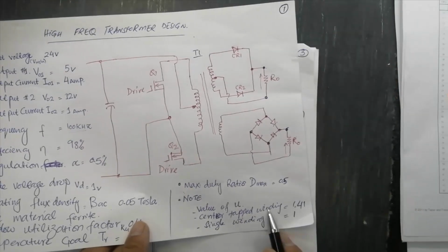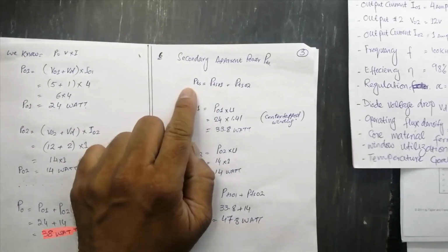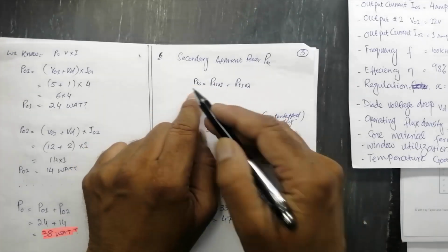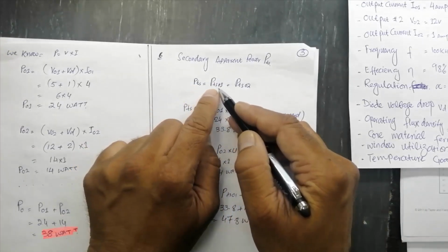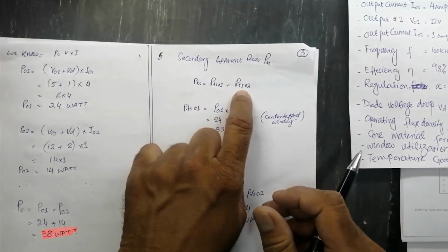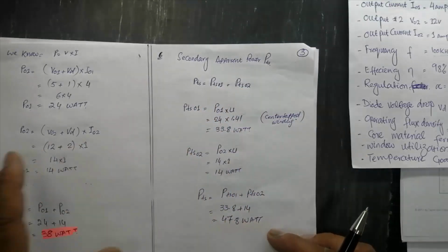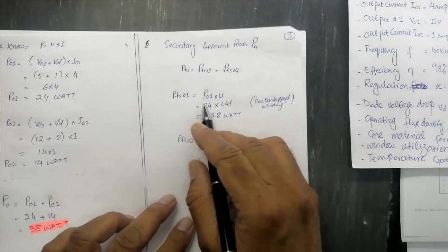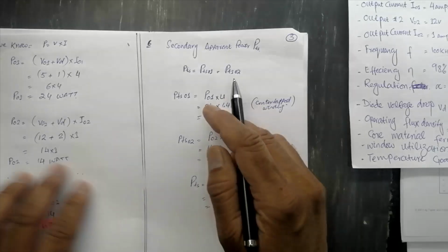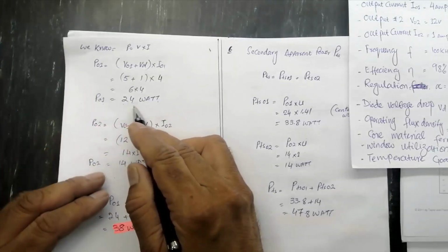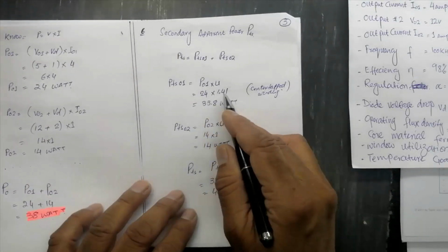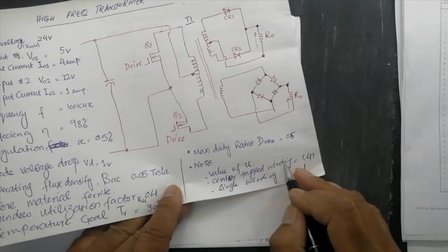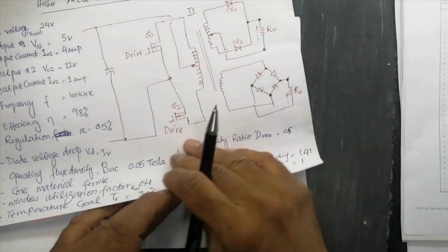With this factor we have to multiply it. PTS, PT secondary, is the secondary apparent power, PTS01, PTS02. So the total apparent power PTS01 is equal to P01. What is P01? 24 watt, multiplied by the factor for the center tap winding, that is 1.41.